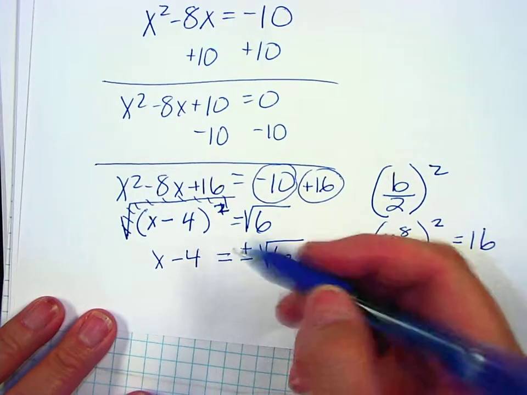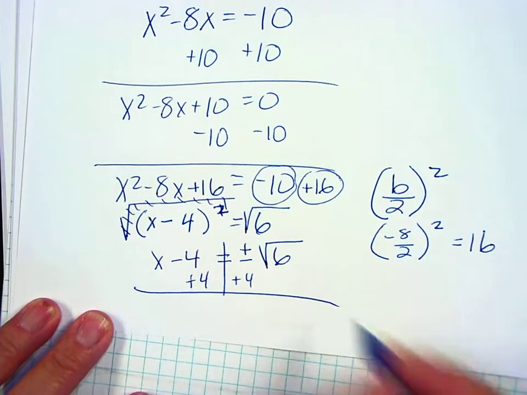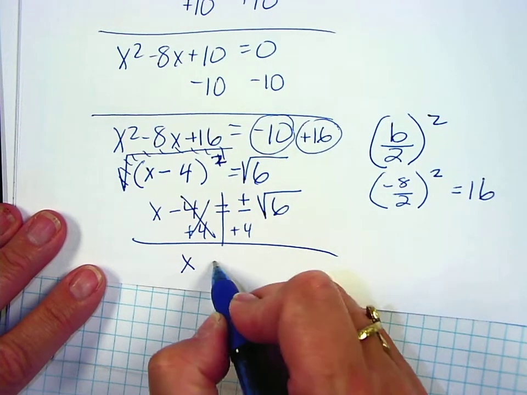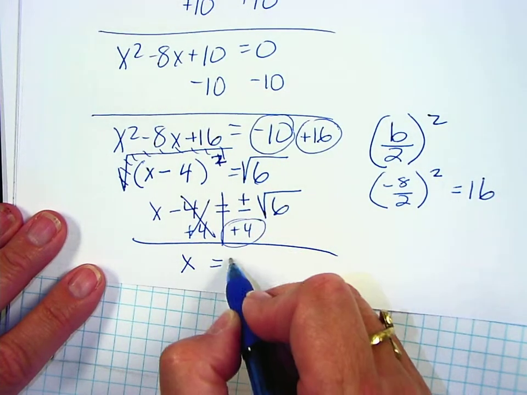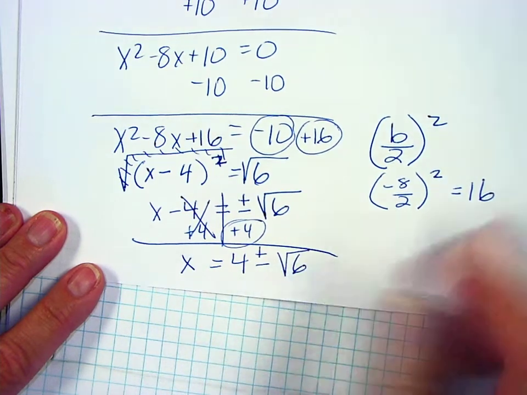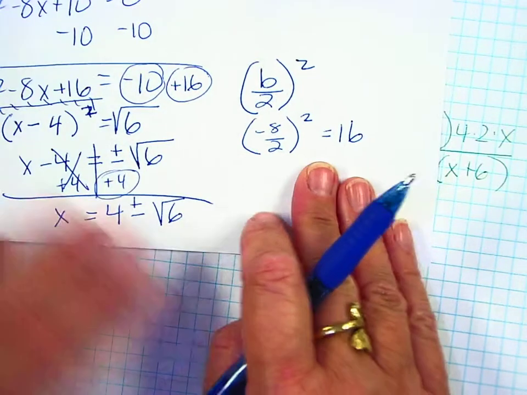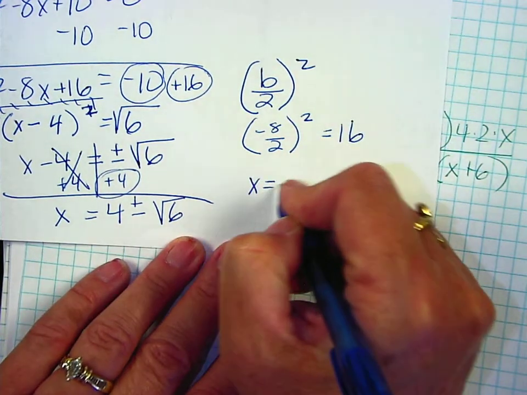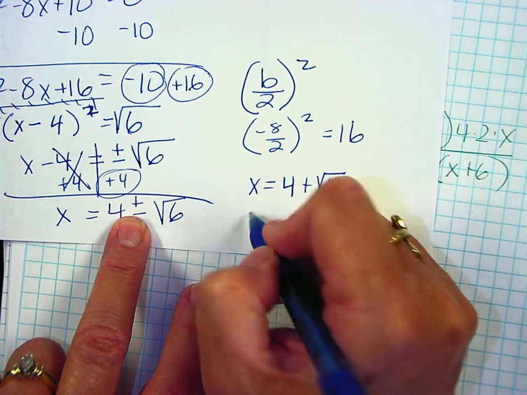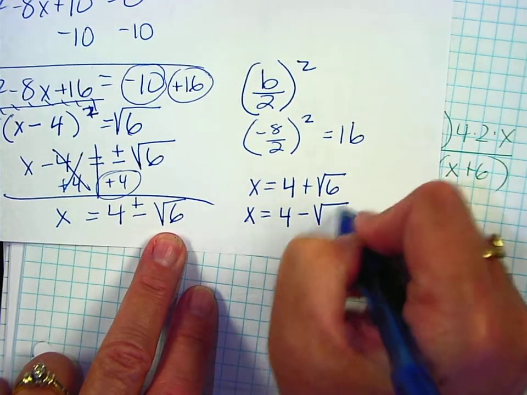I still have to isolate my variable, so I'm going to add 4 to both sides. These cancel out, and I get x equals, bring this down first, 4 plus or minus the square root of 6. Now, if they want to see the two answers separately, then you could say x equals 4 plus the square root of 6, and the other solution is 4 minus the square root of 6.